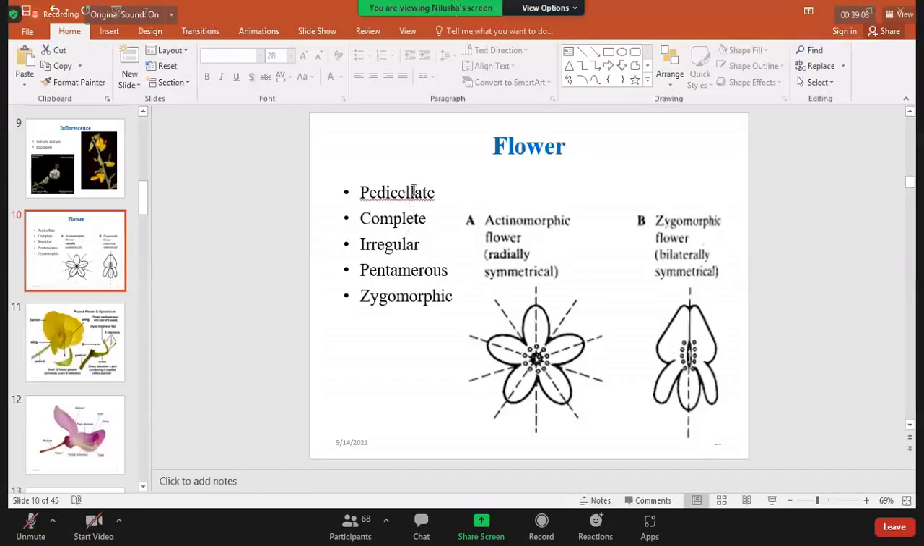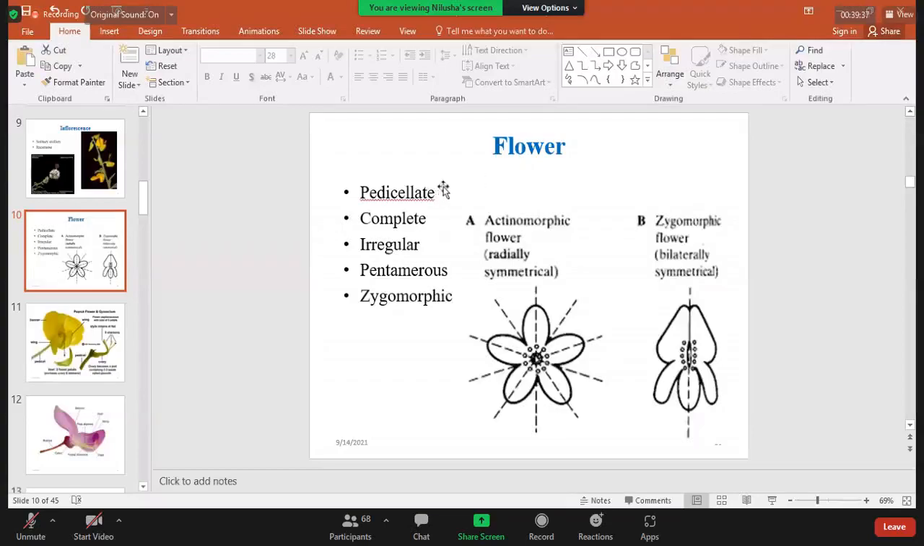Normally, you should know about this. It is the terminology. You should know the meaning in your own words. For example, what does pedicellate mean? Why are we calling it pedicellate? It is because of the presence of a pedicel in the flower, so we call it pedicellate.